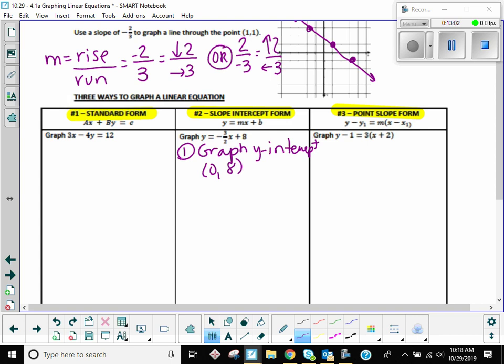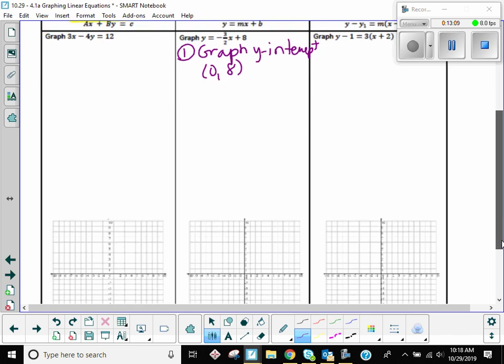I don't remember how to get my slidey thing to the other side. It's bothering me over here. Oh well. So put 0, 8 on your graph.